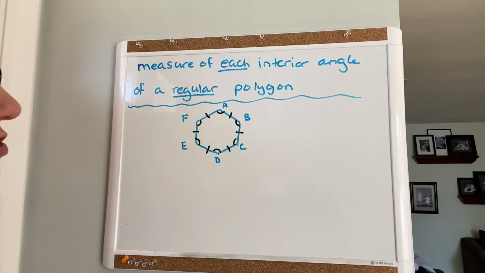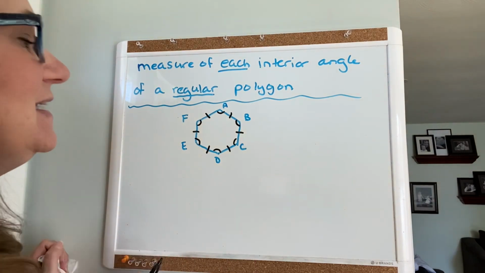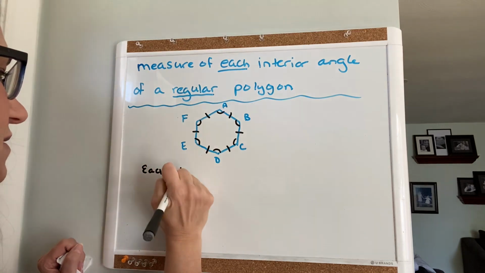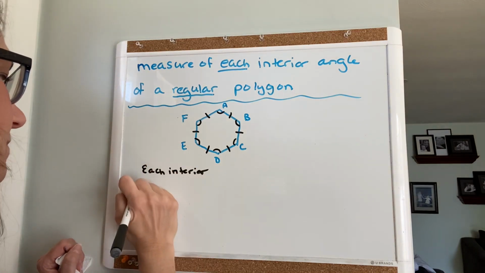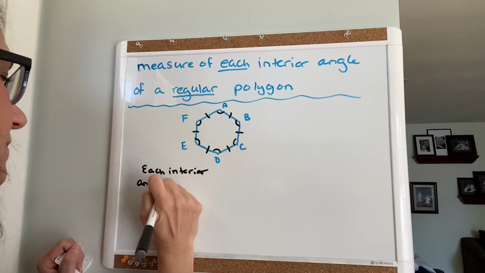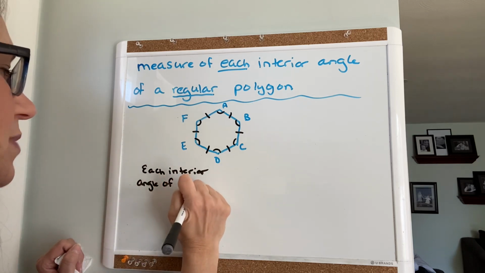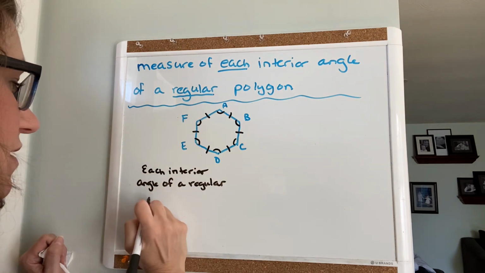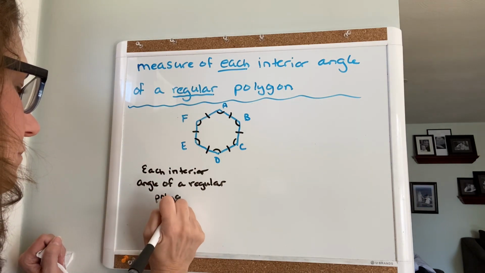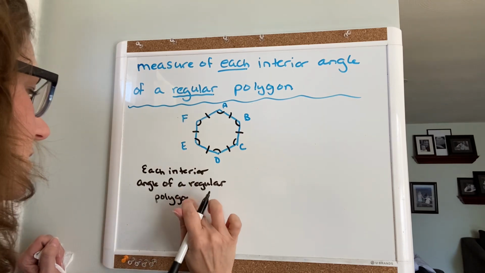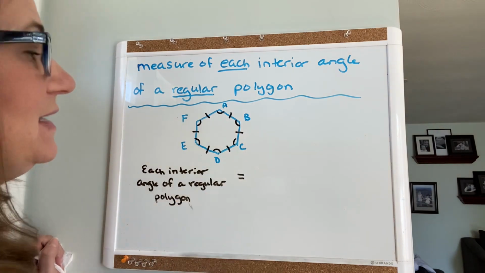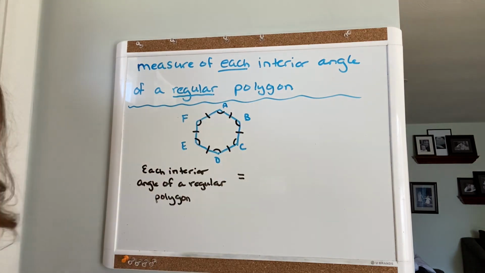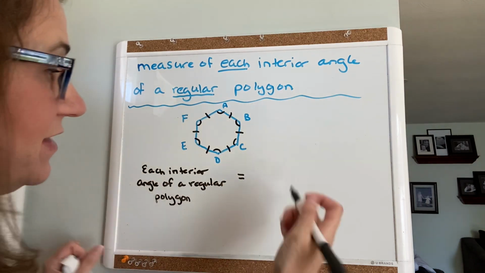So in order to find the measure of each interior angle, so I'm going to write this, each interior angle, and this is important, of a regular polygon. It has to be a regular polygon, otherwise this does not work. So each interior angle of a regular polygon will be equal to, now in order to do this, you have to find the total number of degrees in the polygon. All right, so that's the first thing.